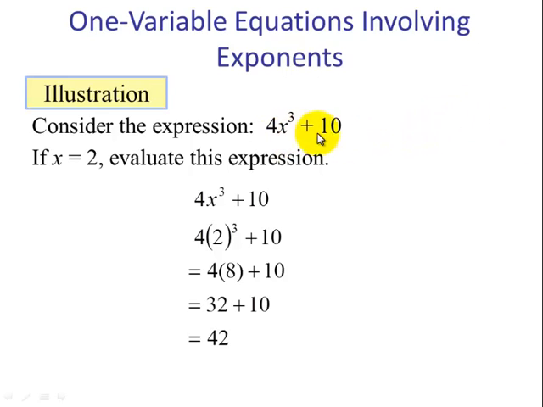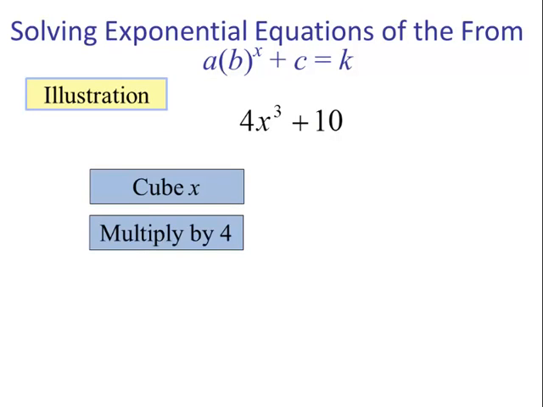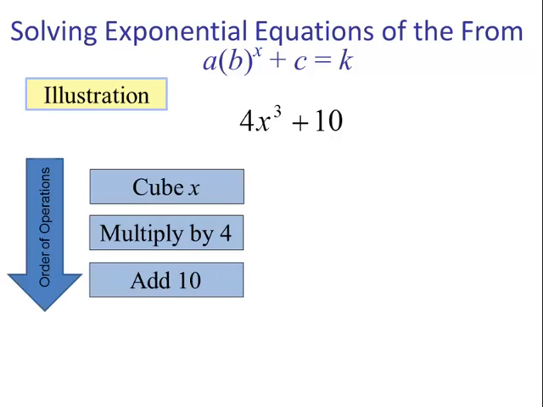Now when we have equations in this form and we are solving for x, we follow the order of operations in reverse. Using the order of operations to evaluate, we would first cube x, then we multiply that value by 4, and lastly we'd add 10. That is the order of operations. But to solve, we follow the order of operations in reverse order, and we want to undo each operation.